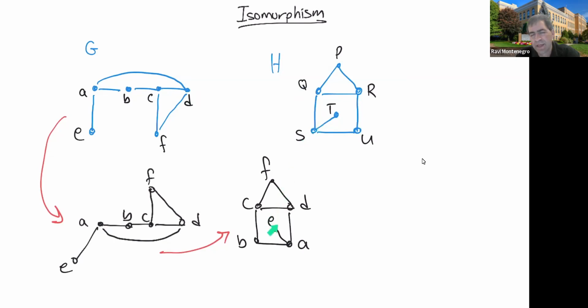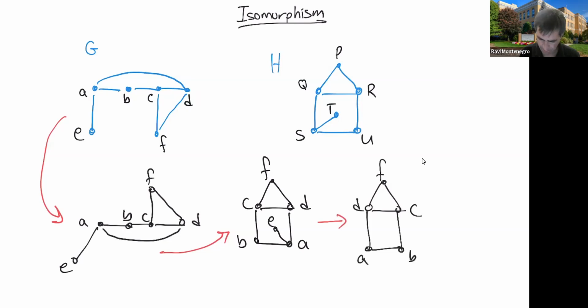The center point is connected on different sides, so I'll just take a mirror image of this. So I'm taking the mirror image, so the D goes there and the C here. And now I've managed to take my original figure, kind of slide things around a bit, and notice I got the same answer both ways. So we say that these are isomorphic because they're actually the same figure.